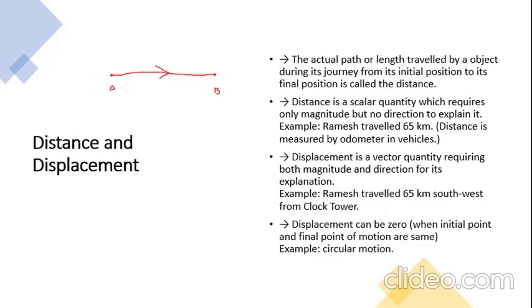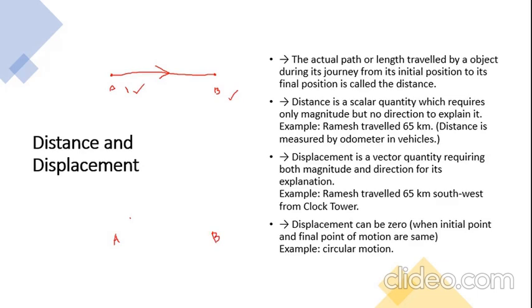Okay, next we'll see distance and displacement. So let's see the definition for distance. The actual path or length traveled by an object during its journey from its initial position to its final position. So actual path or distance traveled by an object. Consider this is your position A and this is your position B. What is the actual distance covered from position A to B? So this is called distance.